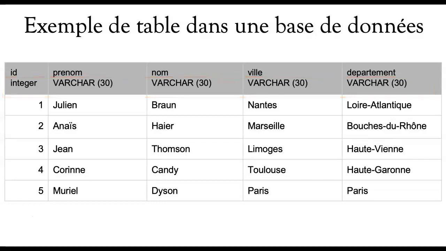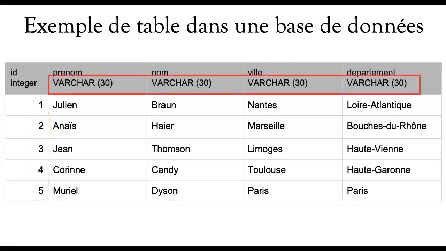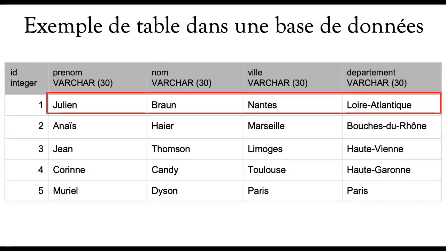In the next video, we'll see data types in further detail, but we'll only be addressing the subject globally for now. You can see that the ID column has integer as its data type, which means whole number. You can also see that every value is an integer: 1, 2, 3, 4, 5. The following columns have various characters or a varchar data type. It's important to know that these columns can only accept character sequences such as Julien, Brown, and so on.